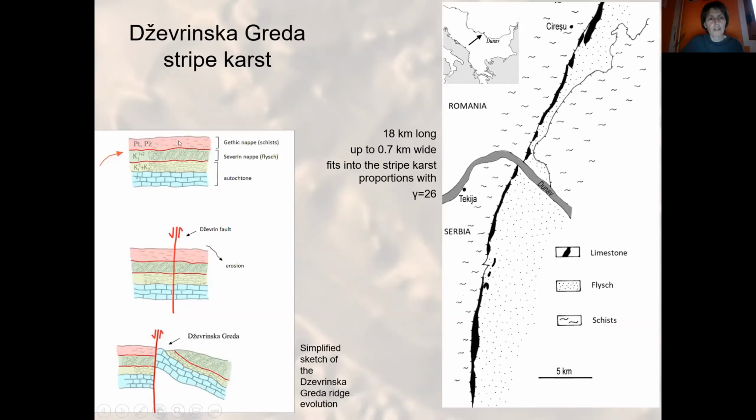And this is just a very simplified sketch of the ridge evolution. There is a great system of nappes and overthrusts in eastern Serbia. So first on the autochthone, the flysch nappe was transported, in opposite sequence than usual. And after the activation of the Jevrin fault, Jevrinska Greda karst was upthrown, and now we have this situation.